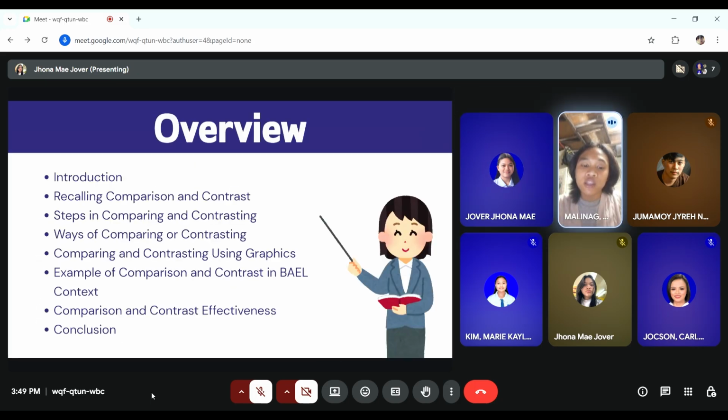So before we kick things off, here we have the overview of our report. We have the introduction, the recalling of comparison and contrast, the steps in comparing and contrasting, the ways of comparing and contrasting using graphics, example of comparison and contrast in BAL context, the effectiveness of comparison and contrast, and lastly, the conclusion.